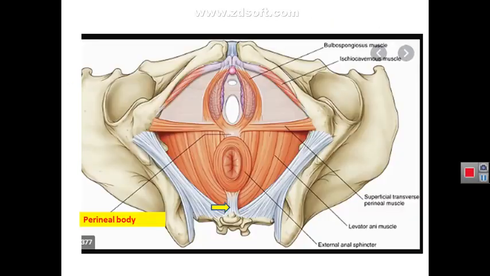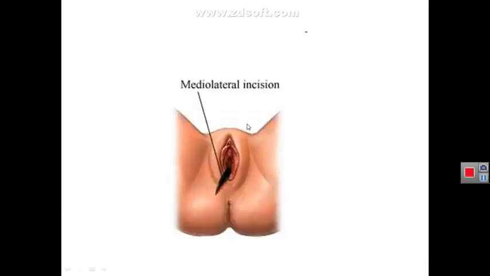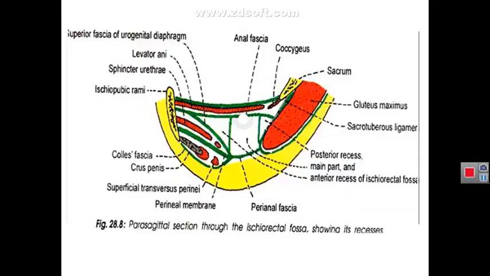I think it is logical to know that the anterior boundary of the ischiorectal fossa is the urogenital diaphragm itself. This is the ischiorectal fossa on the sides of the anal canal, and this fossa is bounded anteriorly by the urogenital triangle, the anterior triangle of the perineum. Here, this is the urogenital triangle. We will talk about it later on. And you can see that the anterior boundary of the ischiorectal fossa is the urogenital triangle.